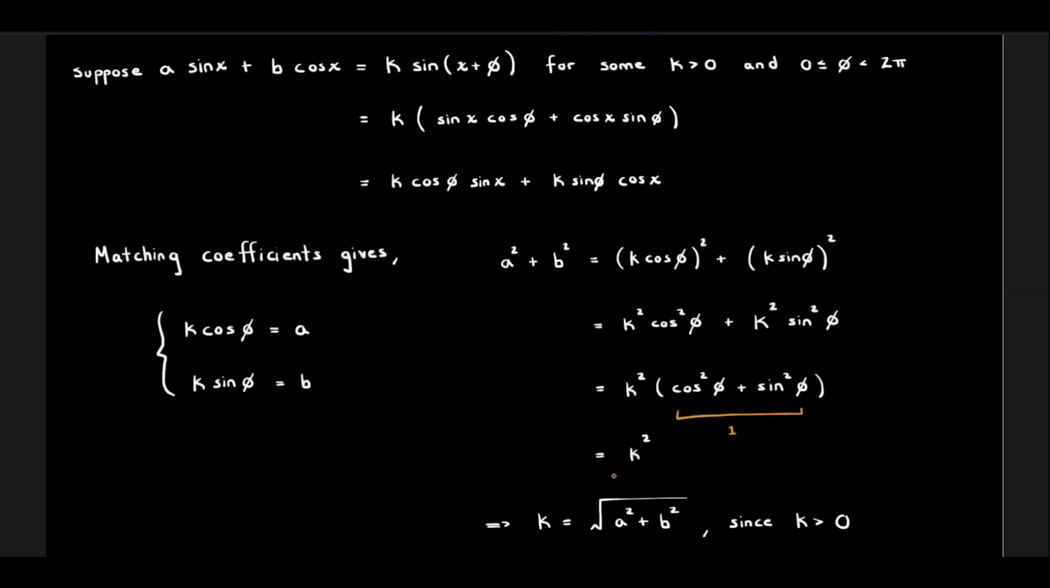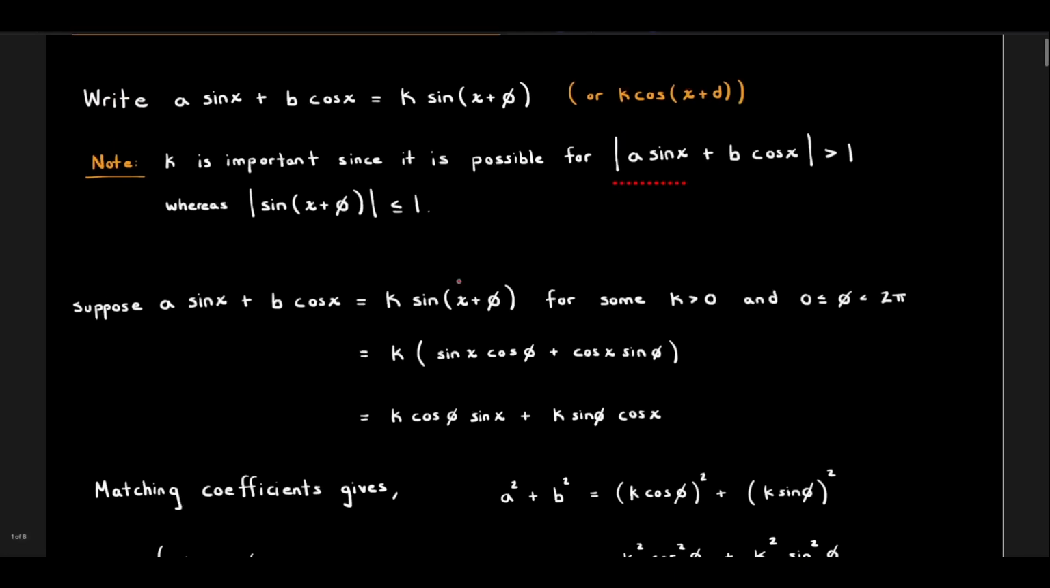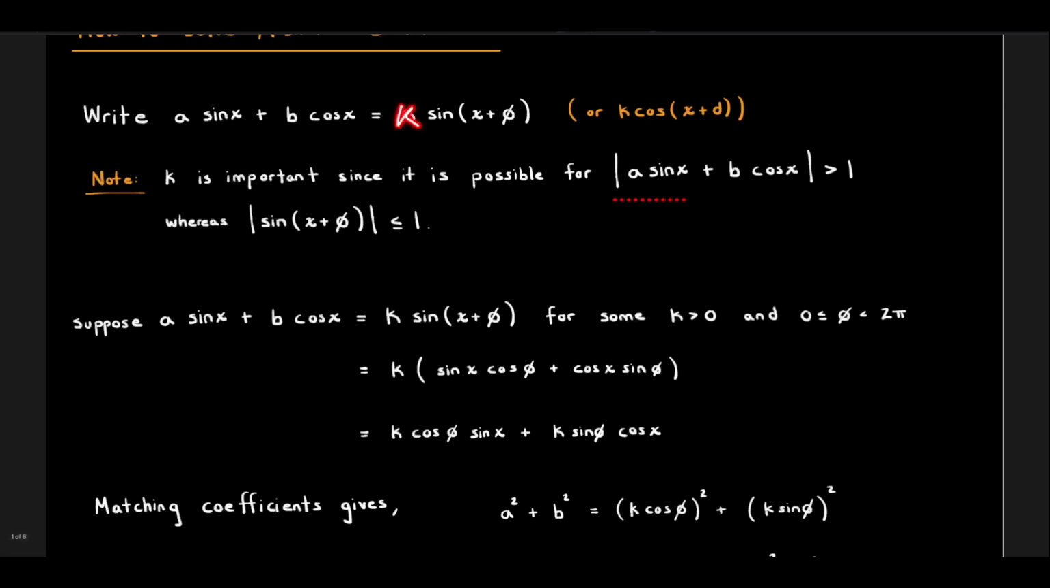And so now you can square root both sides, and we see that k is equal to plus or minus the square root of a squared plus b squared. But since we want k to be positive, we'll just take the positive root. And there you go. So it turns out that when you're solving these kinds of equations, to find the k value, it's simply the square root of a squared plus b squared. That's how you get your k value.